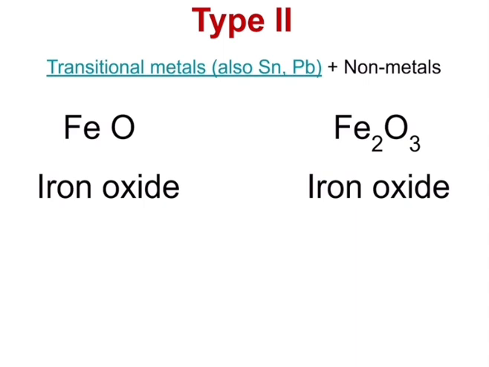Each compound is electronically neutral. Oxygen as an ion has a charge of negative 2. That means that the ion of iron next to it will have a charge of positive 2.